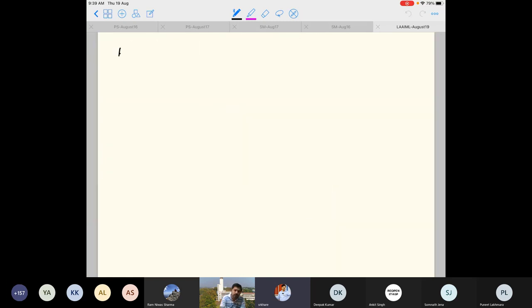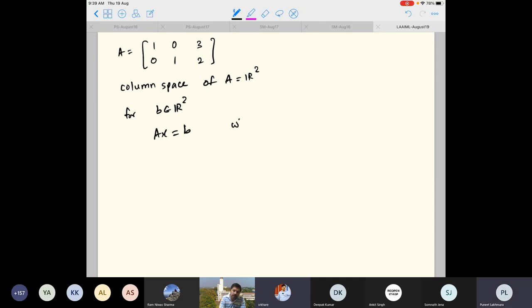So I'll give you an example. The example I give you is the matrix A with rows 1 0 3 and 0 1 2. What is the column space of this matrix A? Sir, R2. Column space of A is equal to R2. So for any B belonging to R2, I can always solve AX is equal to B where X is in R3. Can I do that? Always?